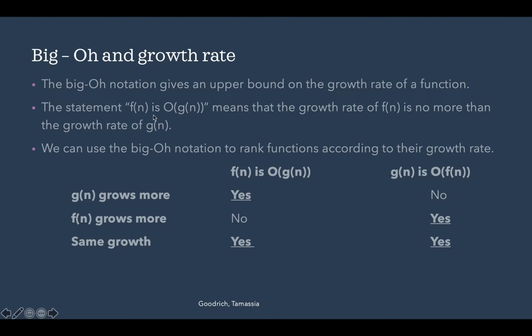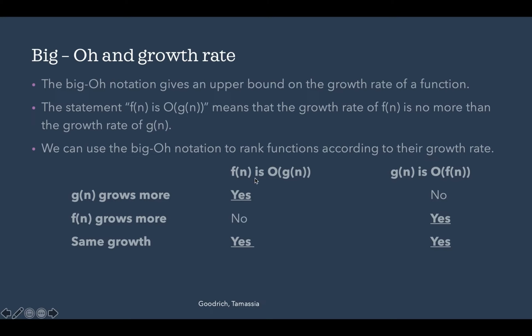So you are finding an upper bound for the growth. The statement f of n is big O of g of n means the growth rate of f of n is no more than the growth rate of g of n. So remember the inequality, f of n is less than or equal to c into g of n, where c is a constant. Now we can use the big O notation to rank functions according to their growth rate.